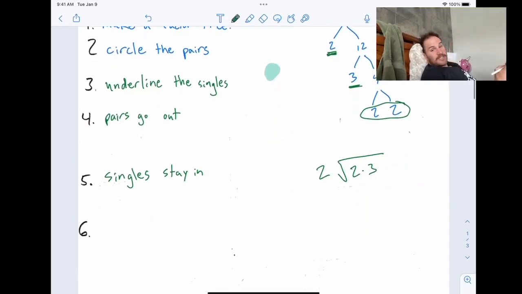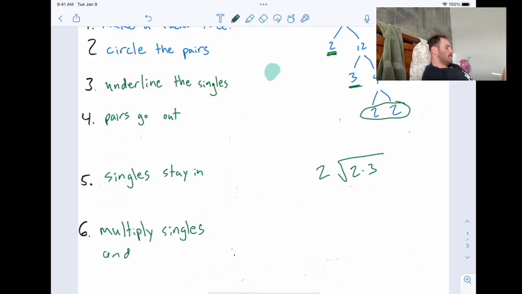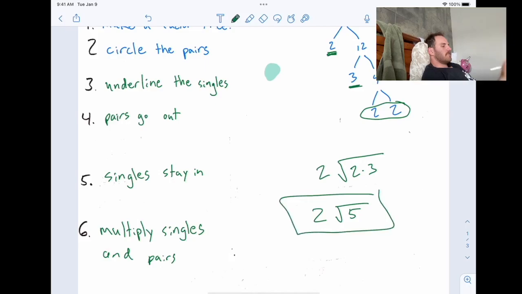So step 6 is to multiply singles. And if there's multiple pairs going out, you can multiply those as well. So there aren't multiple pairs, so there's no multiplying happening. But the singles, there's multiples of them, so they do multiply. And we have 2 square root 5.